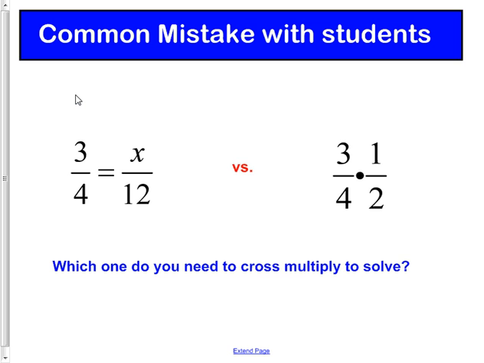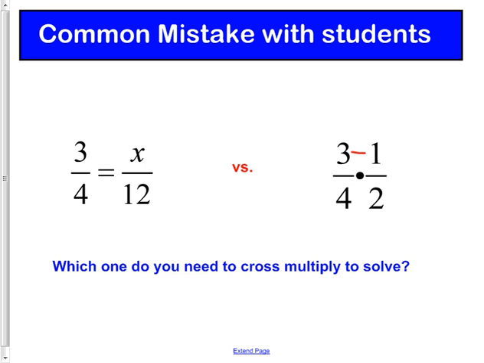Okay, here we go. Complex fractions. Which of these two problems would you cross multiply? The one that says equals. Those are the kind you cross multiply. You do not cross multiply on multiplying fractions.